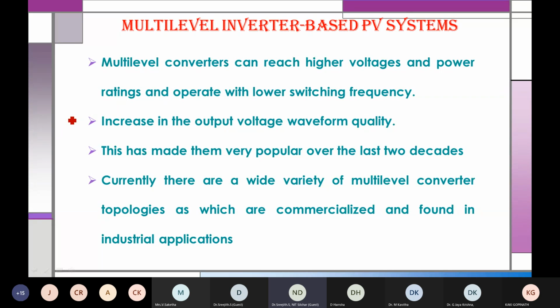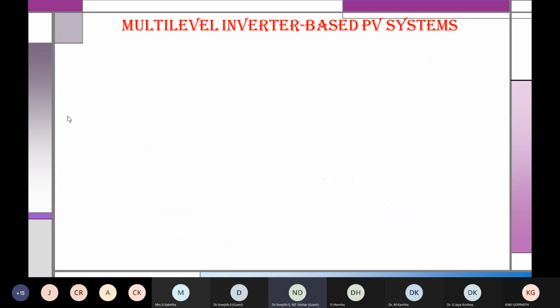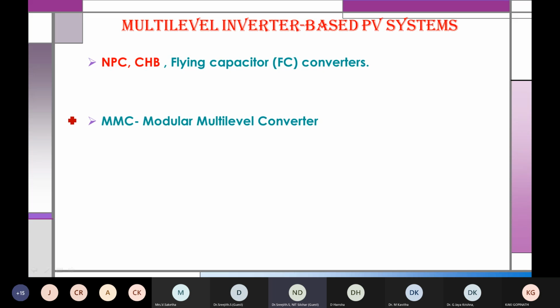So why can't we use such kind of technology in PV? That is also there. There are a few inverters which are used in PV. They are using NPC, neutral point clamped inverter, cascaded H-bridge inverter, flying capacitors, MMC, all such categories of multi-level inverters are now used in solar panels too.